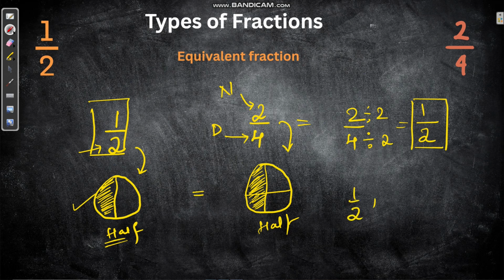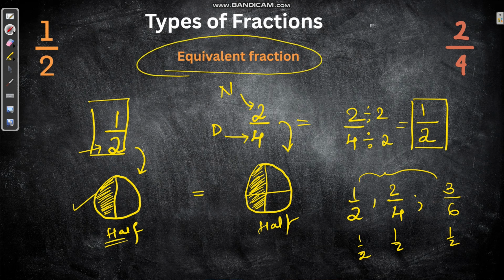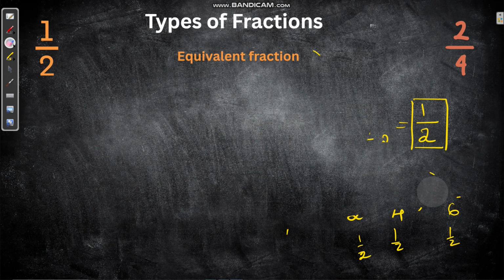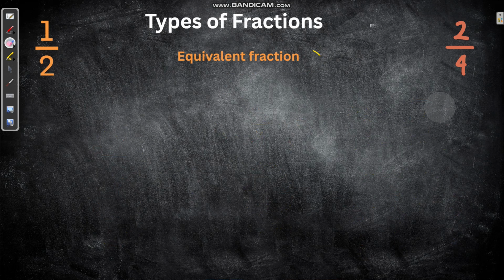So 1 by 2, 2 by 4, the next one will be 3 by 6. They are all half. If you notice, everything is half. If you reduce it, it is half. So such fractions are known as equivalent fractions where the value is same. Now let's find few ways in which you can get equivalent fractions. So there are two ways, either you multiply or divide. I'll cover that in the next video.